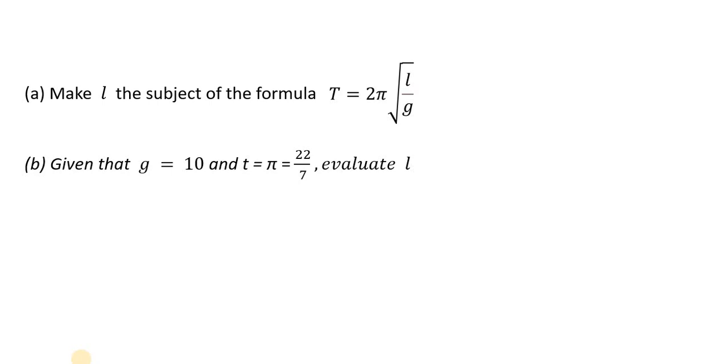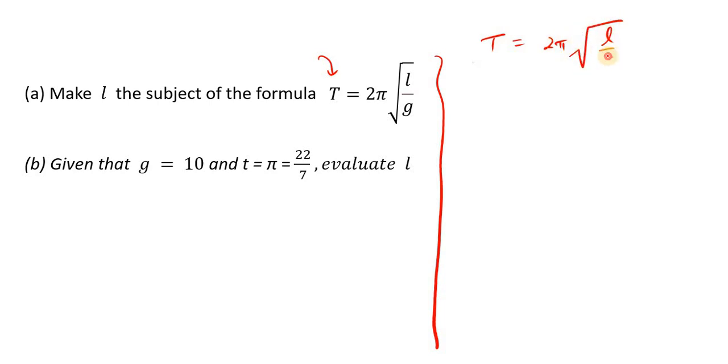So in part A, what we want to do is to first of all make L the subject. But as we can see, we have what as a subject? We have T as a subject. So let me just do this right over here. So let's rewrite the formula. T equals 2 pi and then multiplied by the square root of L over G.